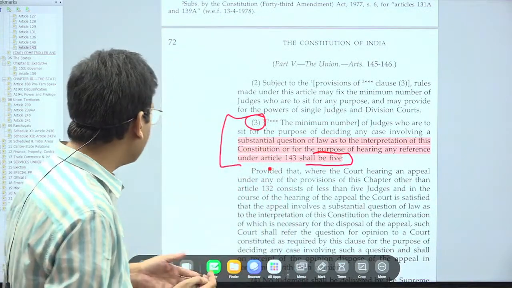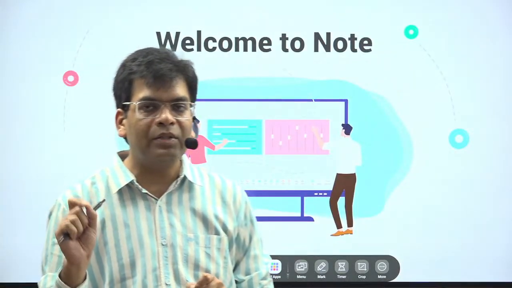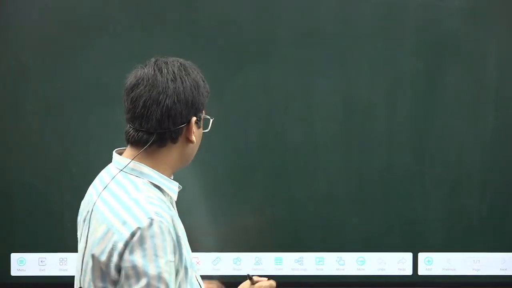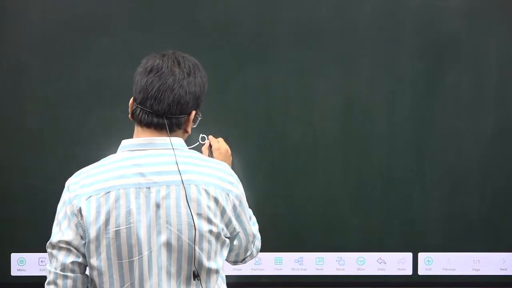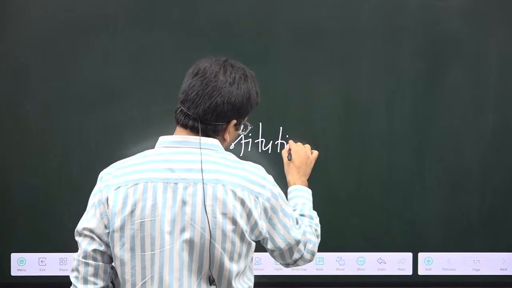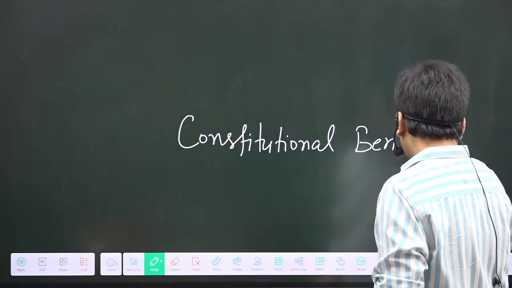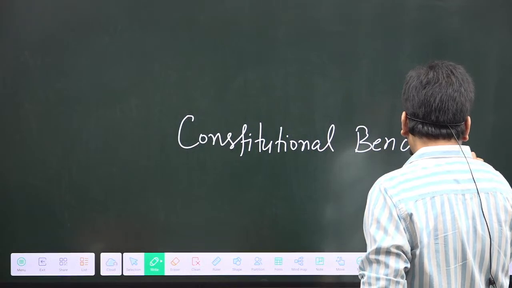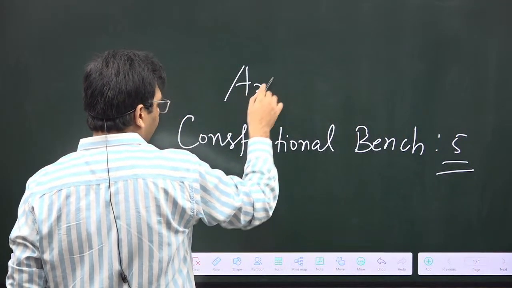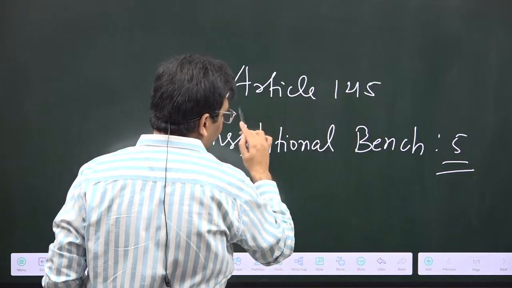So we are studying the concept of the constitutional bench, and a bench will be considered a constitutional bench if the number of judges is 5 or more. So please remember the constitutional bench. What will be the number of judges here? It will be 5, and this comes under Article 145. Please remember this.